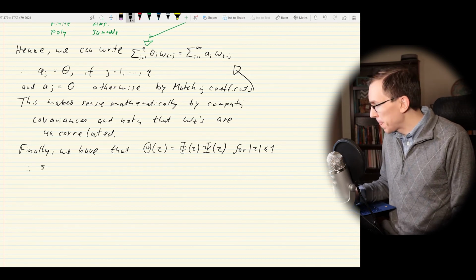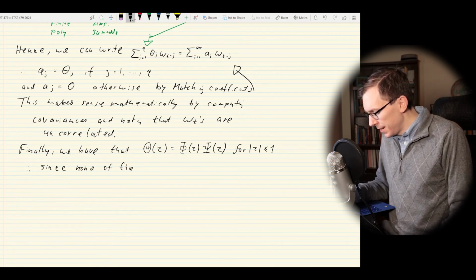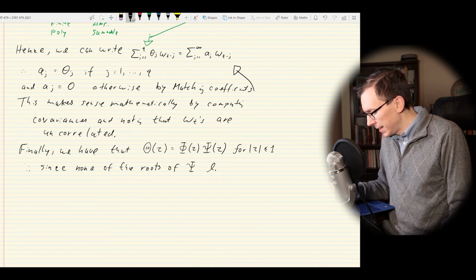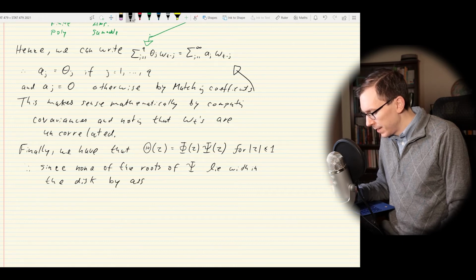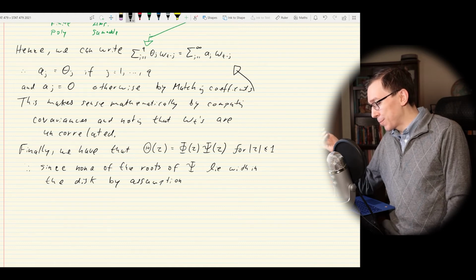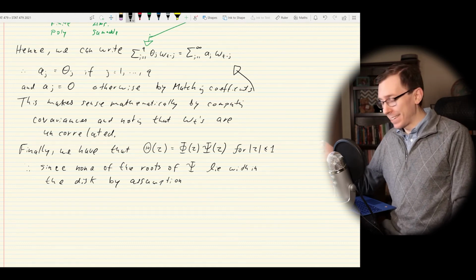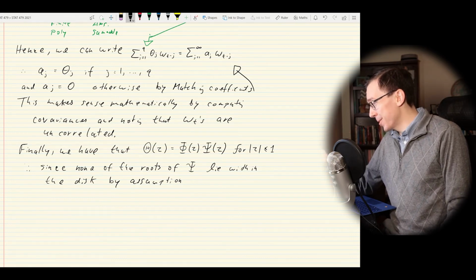So therefore, since none of the roots of psi lie within the disk, by assumption, right? We started this entire second half of the proof by assuming it's a causal process, which means that its roots have to lie outside the unit disk. So we know that that's true.